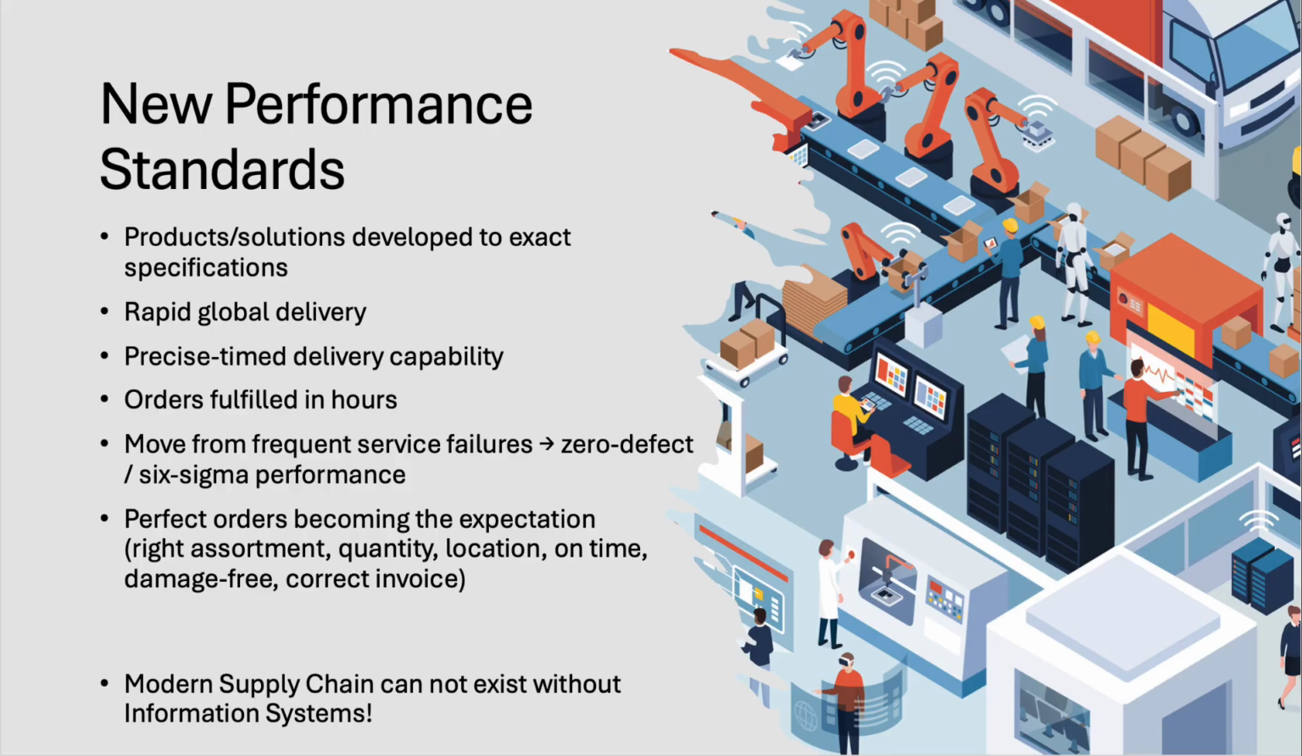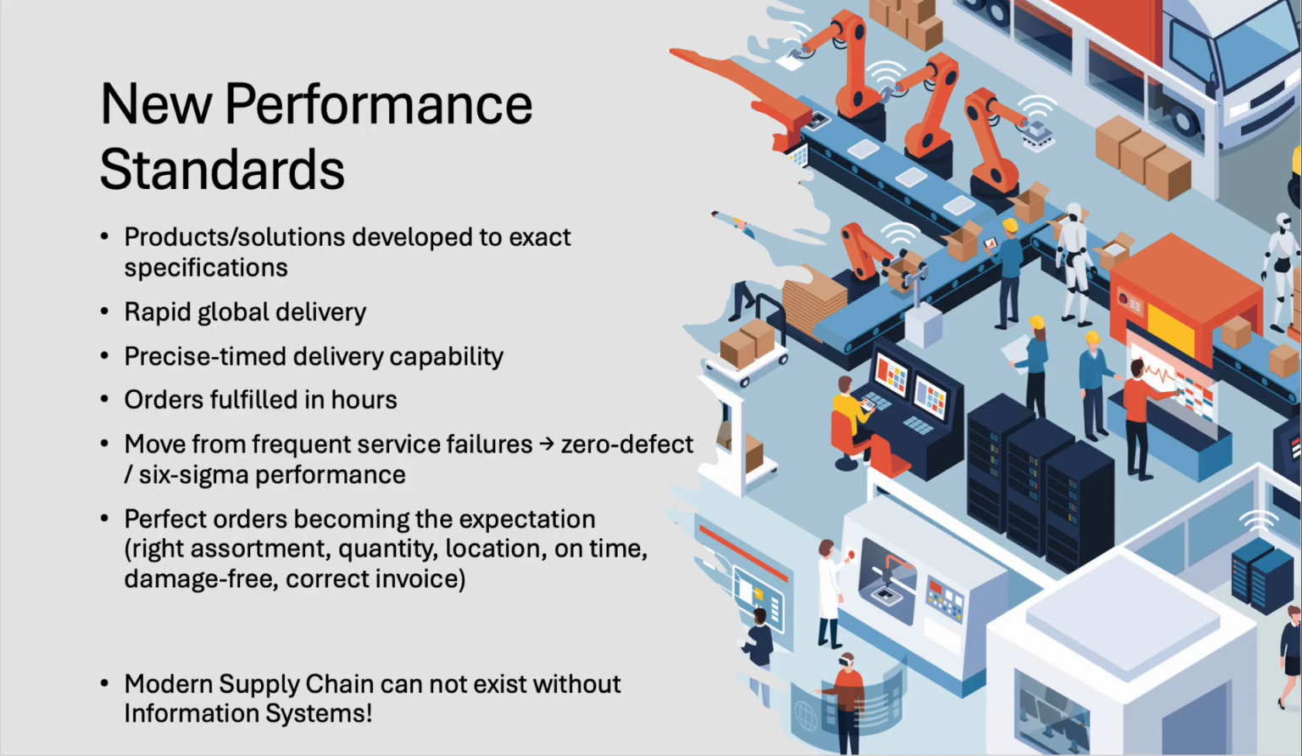Another important shift is from frequent service failures towards zero defect or Six Sigma level performance. In supply chain terms, customers increasingly expect the perfect order. A perfect order means the right assortment, the right quantity, the right location, on-time delivery, damage-free condition, and correct invoice. Modern supply chains cannot exist without information systems. Without information systems, it would be almost impossible to coordinate the speed, complexity, and accuracy required in today's supply chains.